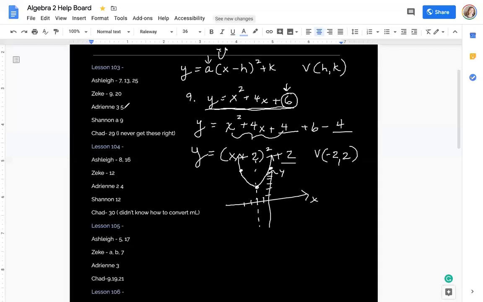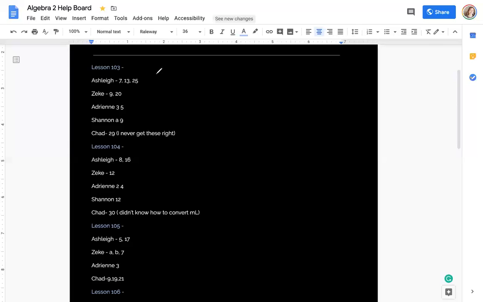I like those problems. Okay, so we did 9. Was 13 the one that I did? The next one would be number 20. Number 20 is quite the messy little thing.